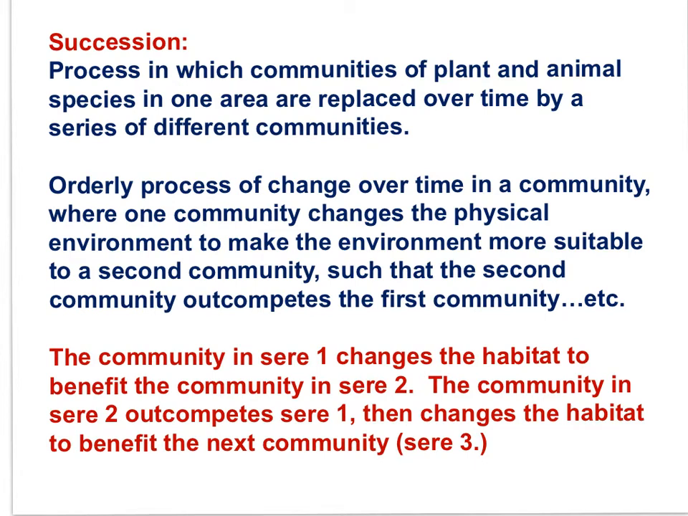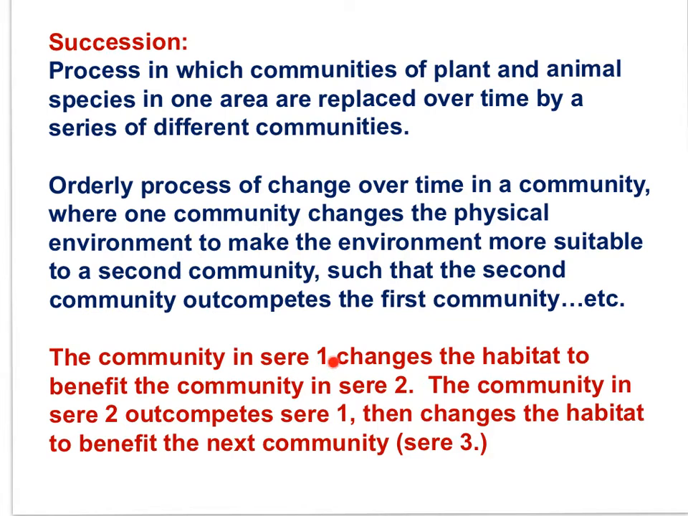Succession is defined as the process in which communities of plant and animal species in one area are replaced over time by a series of different communities. Succession is an orderly process of change over time in a community where one community changes the physical environment to make the environment more suitable to a second community, such that the second community outcompetes the first community, etc.